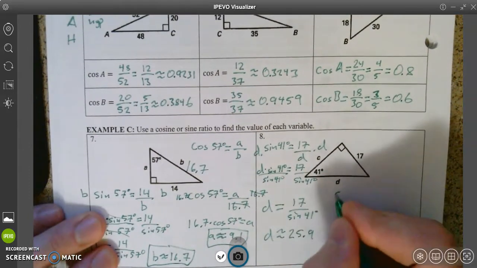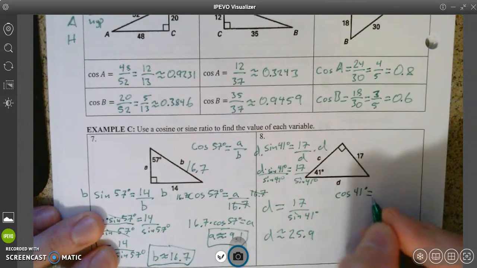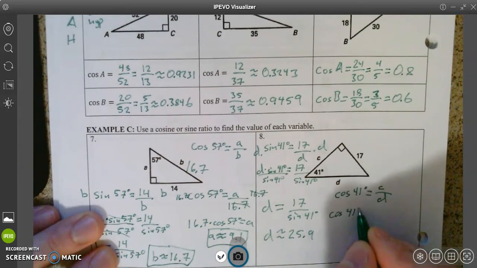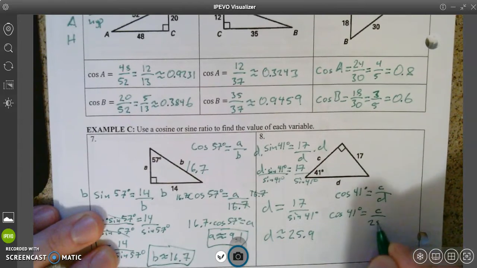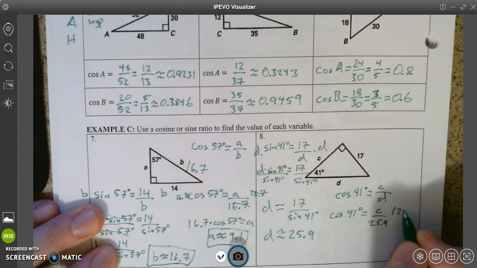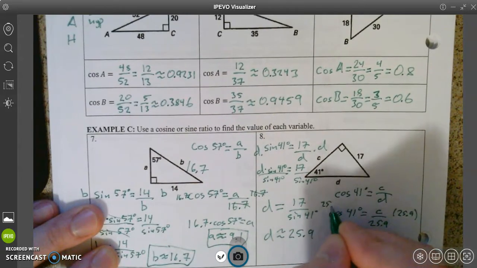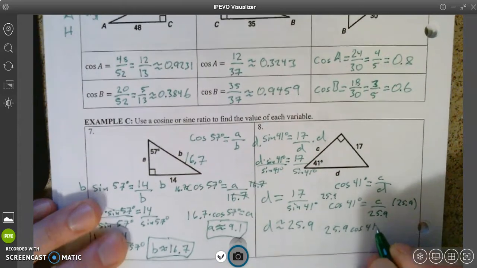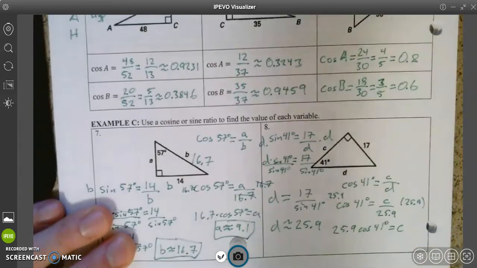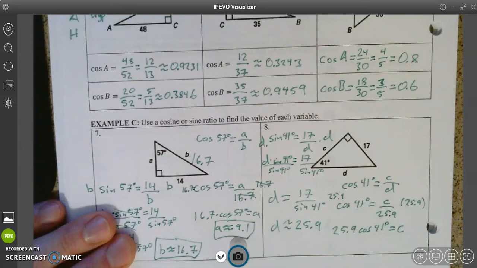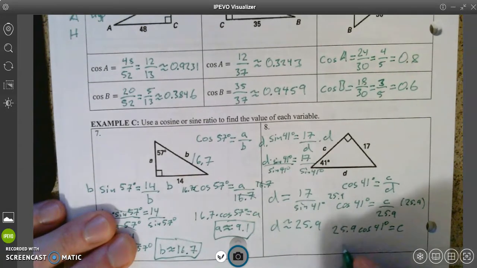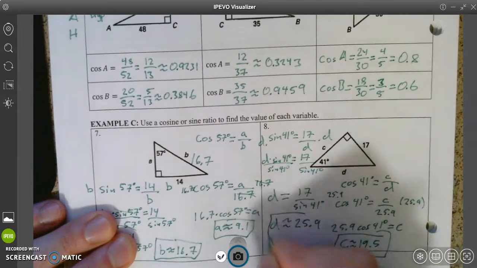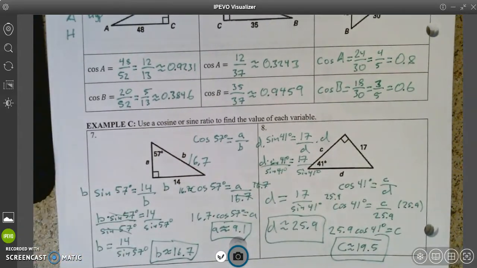So now I can use cosine of 41 degrees is equal to adjacent over hypotenuse. But we know that D is really 25.9. So if I multiply 25.9 on both sides, then I get 25.9 times cosine of 41 degrees is equal to C. So C is approximately equal to 19.5.